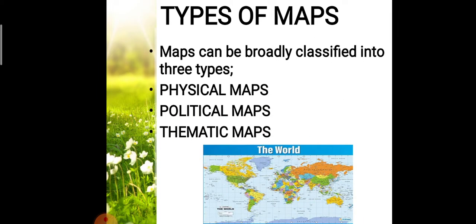Moving forward, let's talk about the types of maps. Maps can be broadly classified into three types. We can divide maps into three types. These are physical maps, political maps and thematic maps. Now let's discuss all these types in detail.